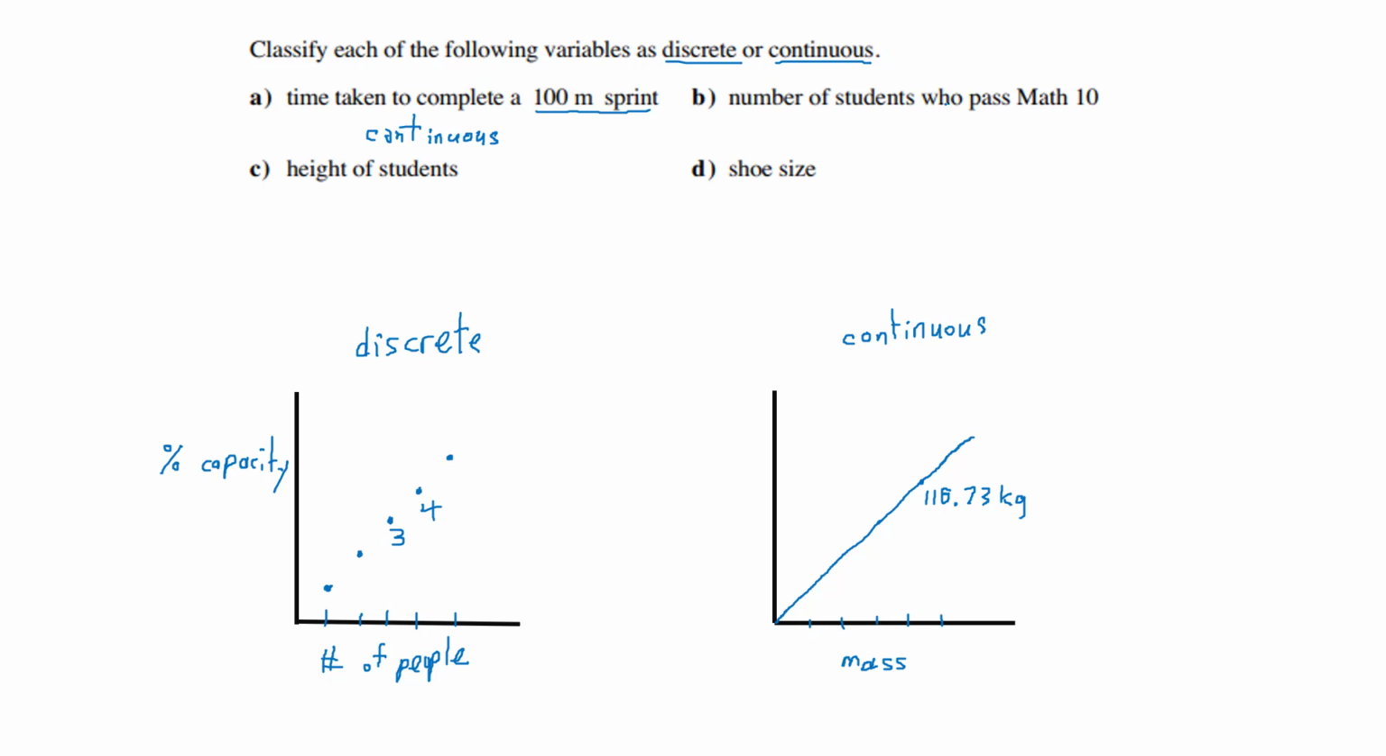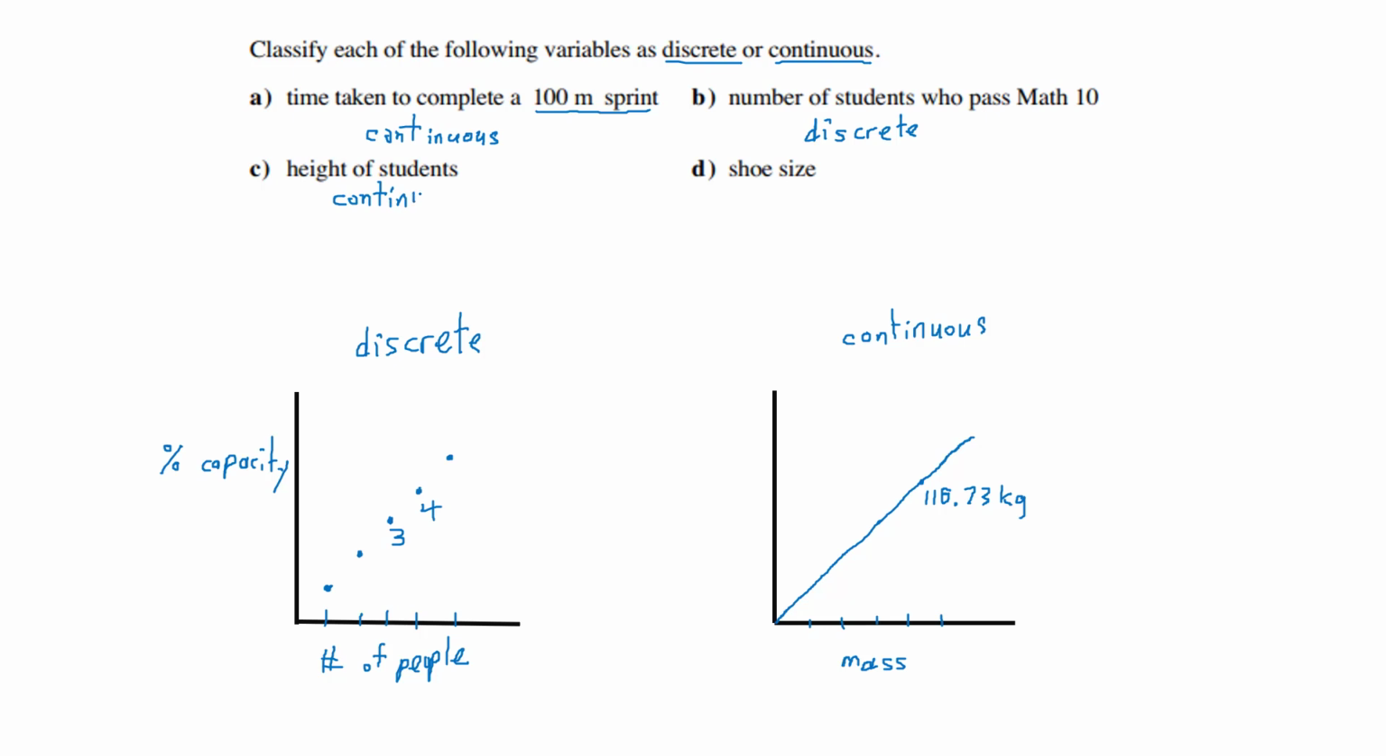Number of students who pass Math 10. You can't half pass, you either pass or do not. So that is a discrete variable. Height of students. If we want to get accurate enough, we could measure down to the micrometer, definitely have more and more decimal places on that particular variable.